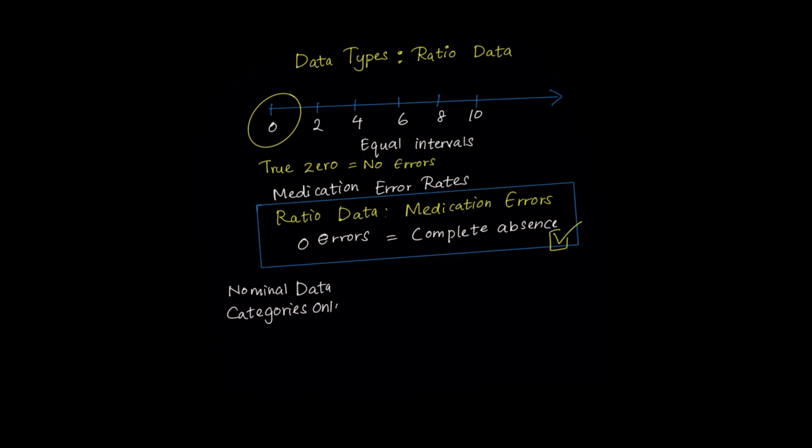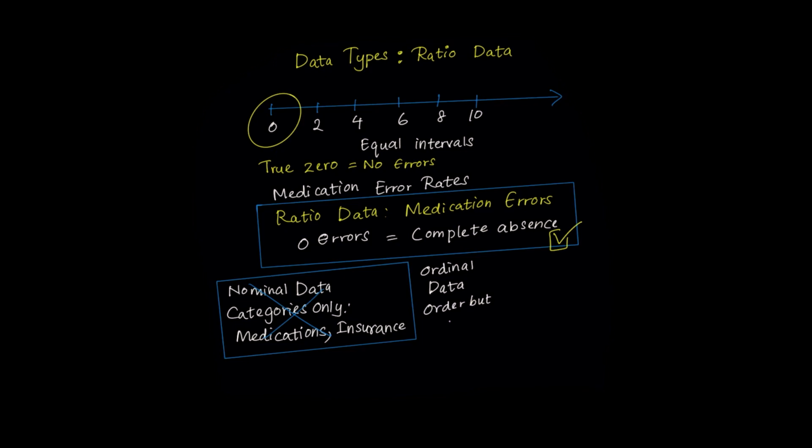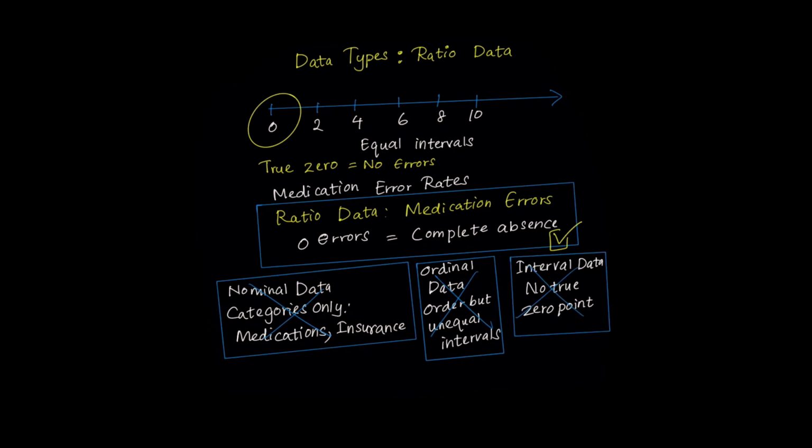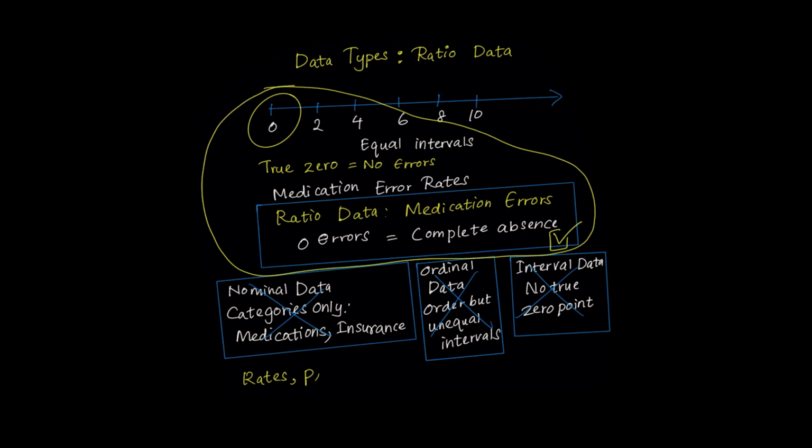unit. Nominal data is just categories without any numerical relationships, like listing types of medications or insurance plans. Ordinal data has ranking or order, like rating pain from mild to severe, but the intervals aren't precisely equal. Interval data has equal intervals between measurements but lacks that true 0 point, like temperature or time measurements. Ratio data is the most informative level of measurement because you can do all mathematical operations on it, including calculating rates, percentages, and proportions.